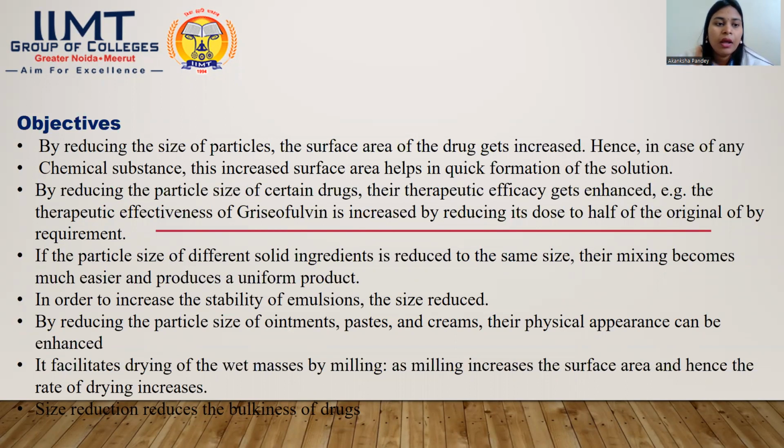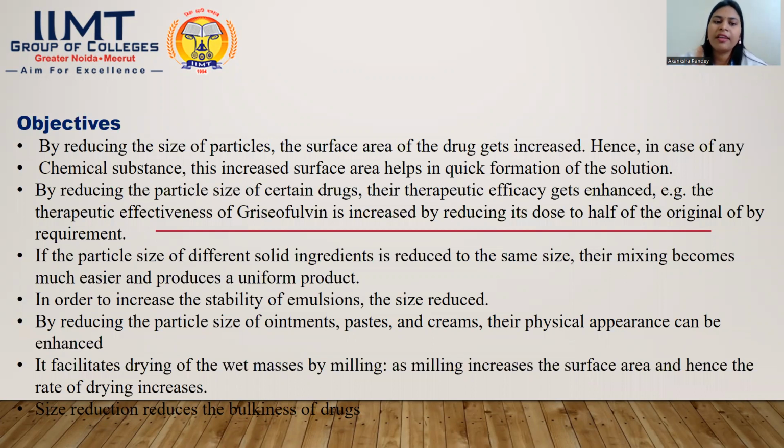If we talk about enhancing the therapeutic activity, it is mandatory to have the finest particle size. If the particle size of different solid ingredients is reduced to the same size, their mixing becomes much easier. I've already told you, if I have the finest API powder but other additives in coarse powder, that will not produce a uniform product. But if I have the finer API and finer additives too, that may produce a uniform formulation or uniform product. In order to increase the stability of emulsion, the size should be reduced.